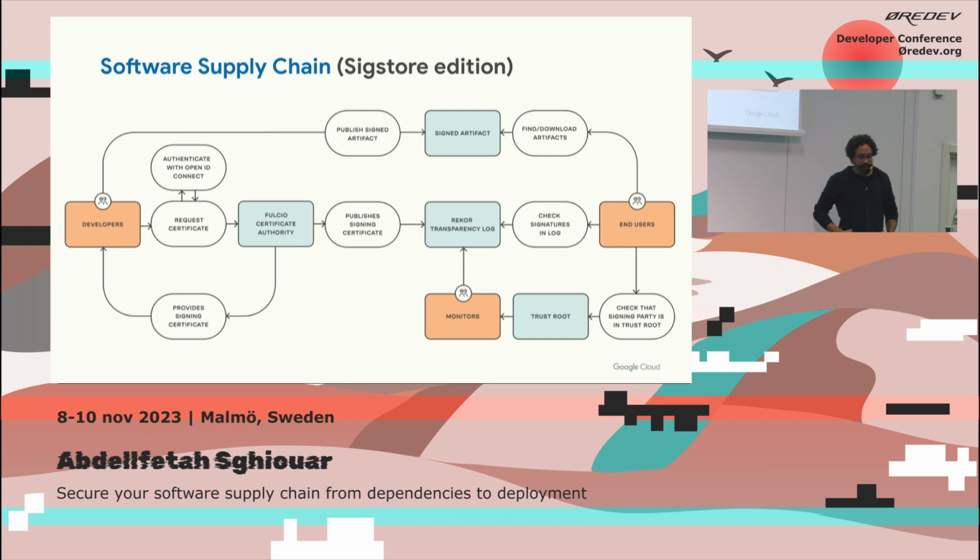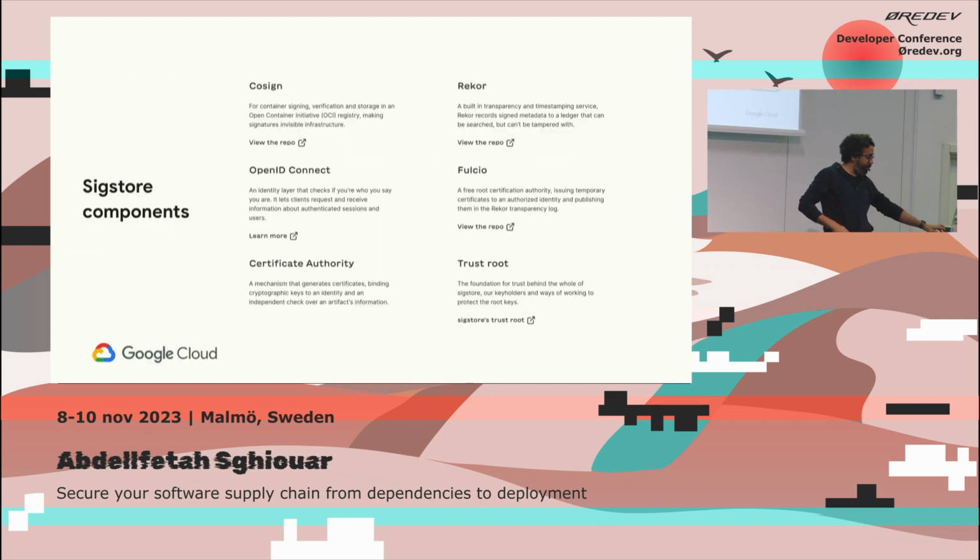This is what the Sigstore version of software supply chain security looks like. This is how they envision their tools to be used. Before I move on, these tools, or components, can all be used separately from each other. They're all open source, right? So they can all be used separately, or they can be put together.